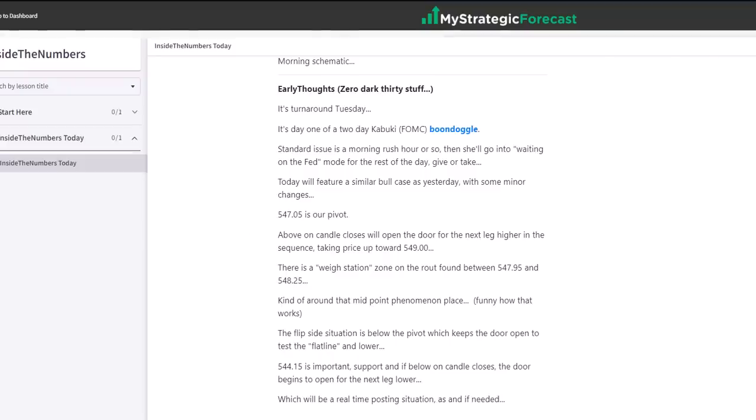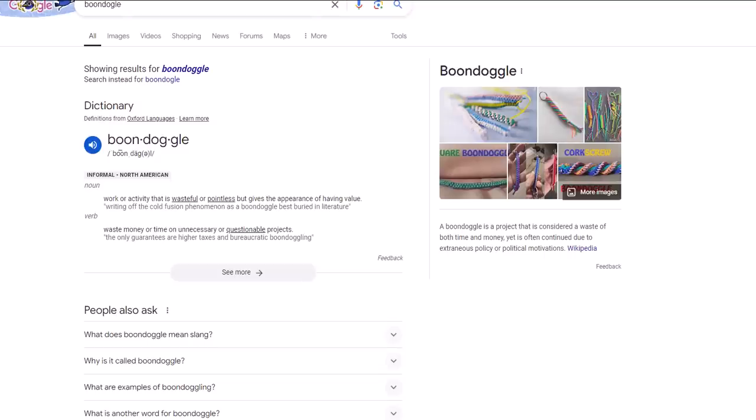What I urge you to do is pause the video, read the notes, and go back to the chart to double check the work. Today is day one of a 2-day kabuki boondoggle. What is a boondoggle? It is a project that is considered a waste of time and money and is often extended or continued due to extraneous policy or political motivations. Doesn't that smell like the Fed?